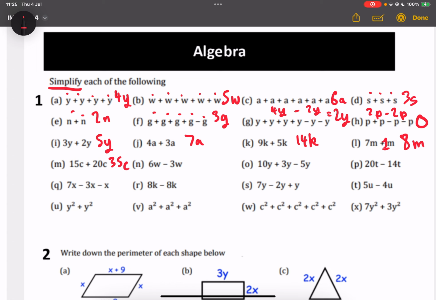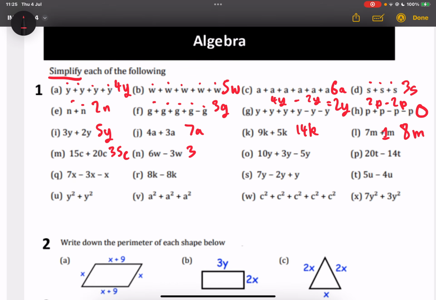N is 6w minus 3w, so it's like doing 6 minus 3, which is 3. So 3, and then there's the same unit, so w. O, so we have 10y plus 3y minus 5y, so they all have y as their letter. So we do 10 plus 3, which equals 13, and then 13 minus 5, which will give us 8. So it will be 8y. Next we have P, so 20t plus 20t minus 14t, well it's 20 minus 14, which is 6t.